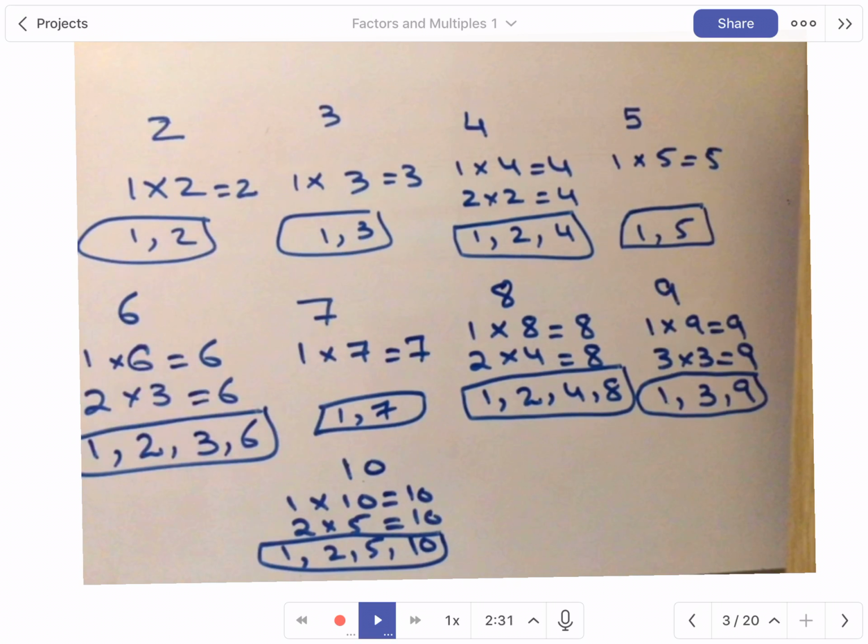So we have observed that there are numbers which have only two factors, the number 1 and the number itself, and there are other numbers which have more than two factors. So we divide the numbers into two categories. The numbers which have only two factors are called prime numbers, and the numbers whose factors are more than two are called composite numbers.